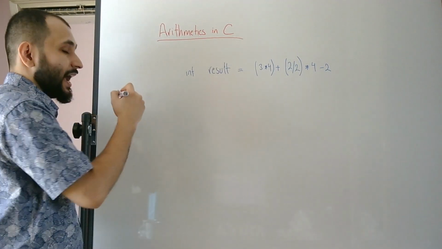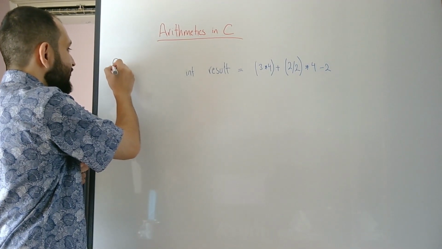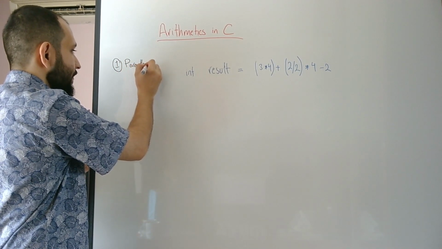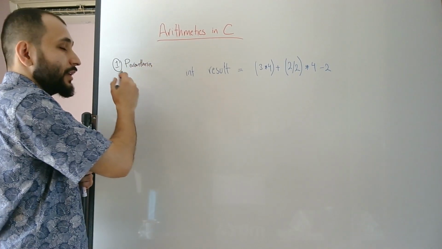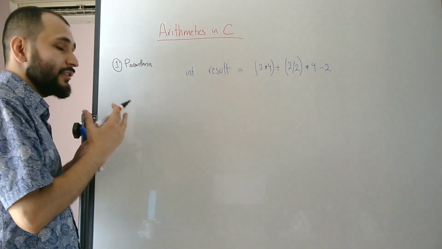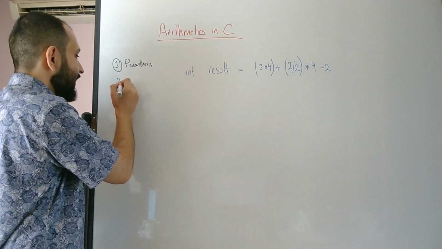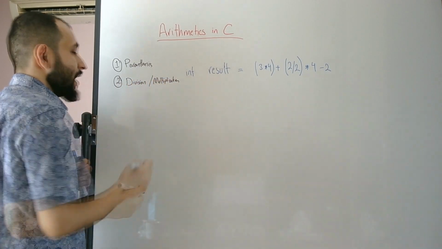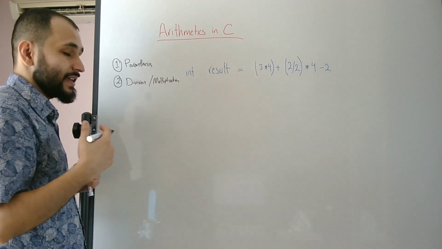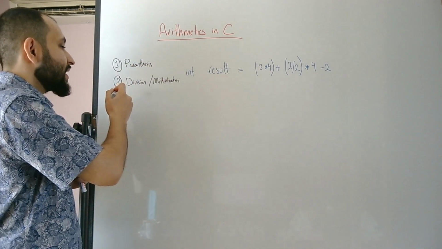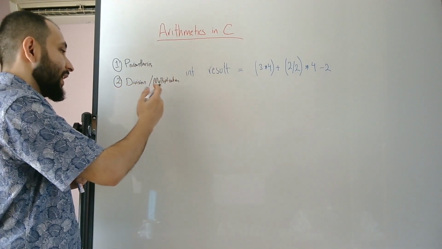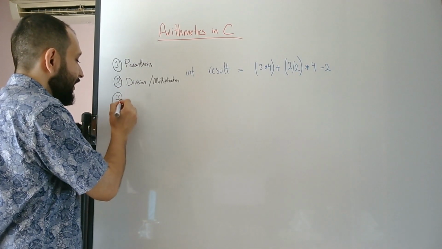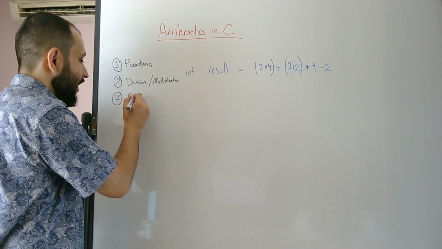The first operator, which has the highest precedence for the time being, is the parentheses. Parentheses are always going to be evaluated first, and then the rest of the expression. Secondly, division and multiplication have the next highest precedence. So after parentheses, we evaluate division and multiplication, depending on which one comes first. And thirdly, the precedence goes to addition and subtraction.